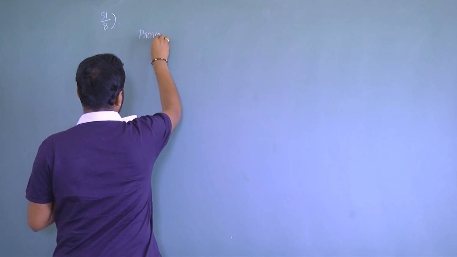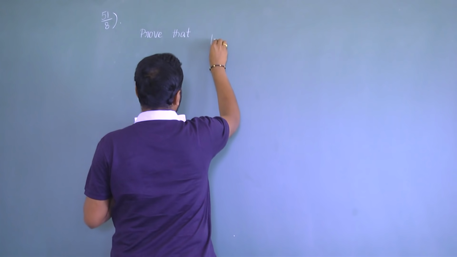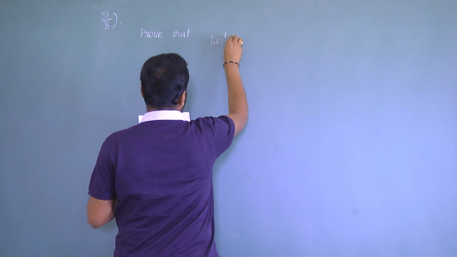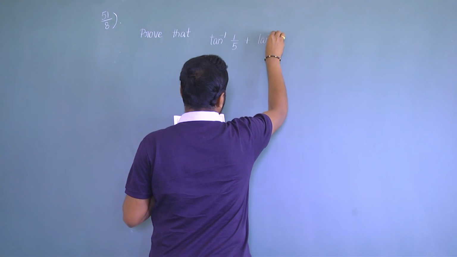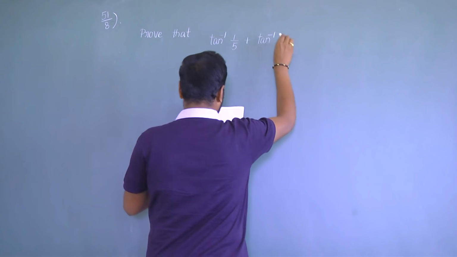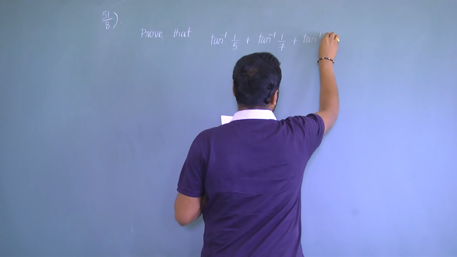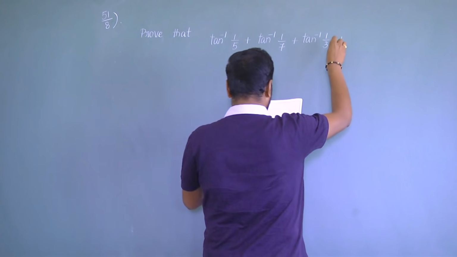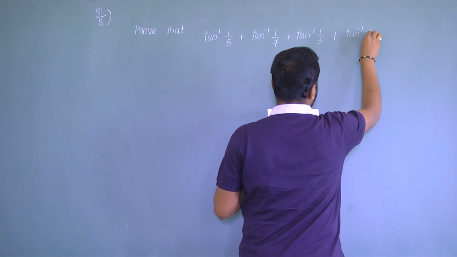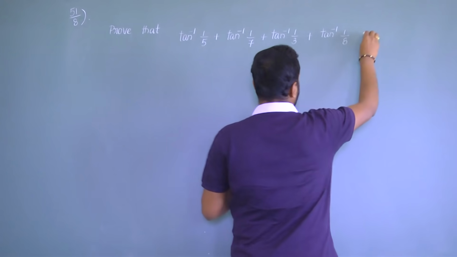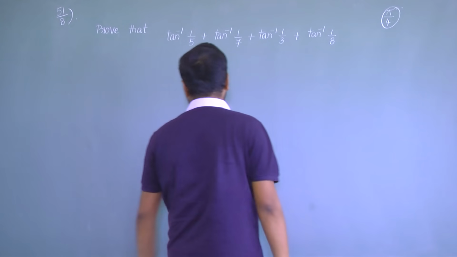That is, prove that tan inverse 1 by 5 plus tan inverse 1 by 7 plus tan inverse 1 by 3 plus tan inverse 1 by 8 equals the value pi by 4. We need to prove.